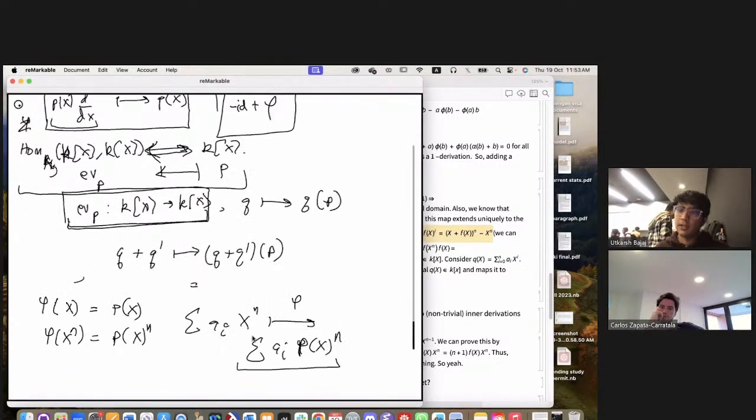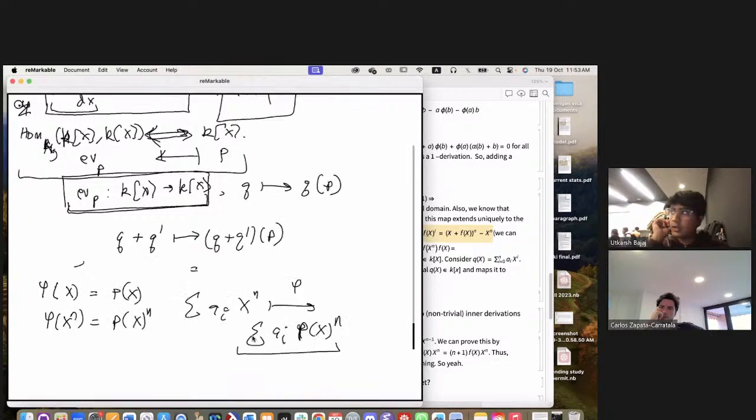Wait. But I don't think that's an algebra homomorphism. The zero map isn't an algebra homomorphism, right? Well, no, it's not. It depends, I mean, if you don't consider the unital condition. Yeah, in my definition of algebra homomorphism, I want the multiplicative identity to be sent to the multiplicative identity. Right.